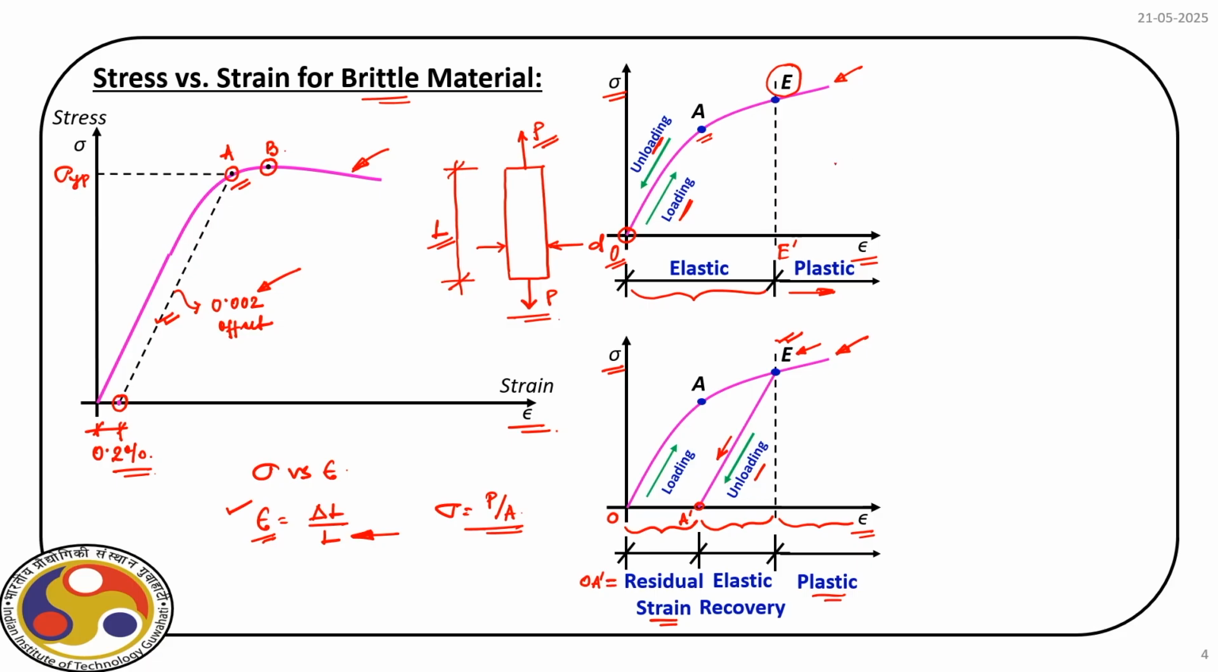So, the difference between material number 1 and material number 2 is that in the case of material 1, every loading and unloading cycle brings the material back to 0. But in the second case, a loading and unloading cycle leaves a residual strain which is denoted by O A prime. So, if we design a structure using a material which follows this behavior, obviously, we have to make sure that we deal with this residual strain. Okay. So, let us move forward.